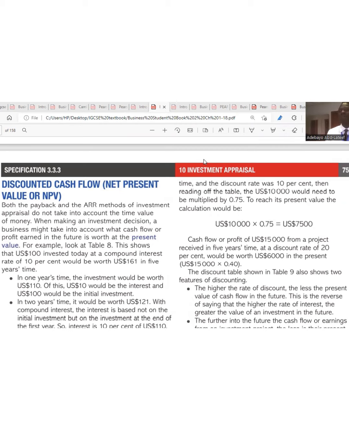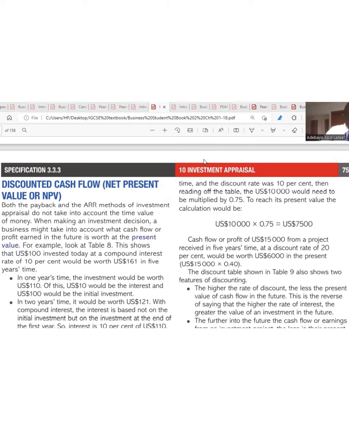So most of the time, they use this to know the time value of money at this present time. So if I'm investing $100 at this point, what is the value of this $100? What will it be in the next 3-4 years? So it takes into consideration the time value of the money you are investing.